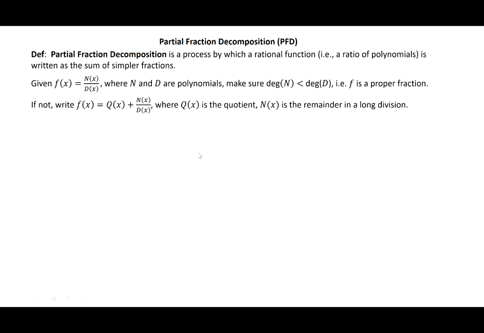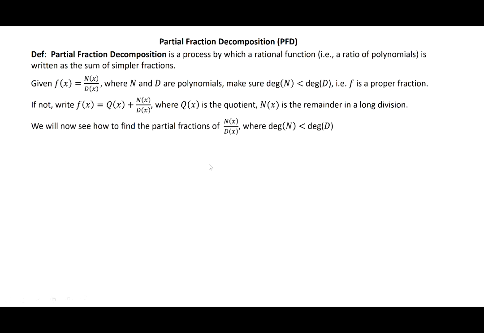In that case, you perform a long division. You divide d of x into n of x, and you get some quotient q of x. And that quotient q of x plus, did I say n of x? Some r of x, I should have said. Here, r of x is the remainder in the long division. So f of x is improper, and you can split it like this, and that's what you need to do before you do anything.